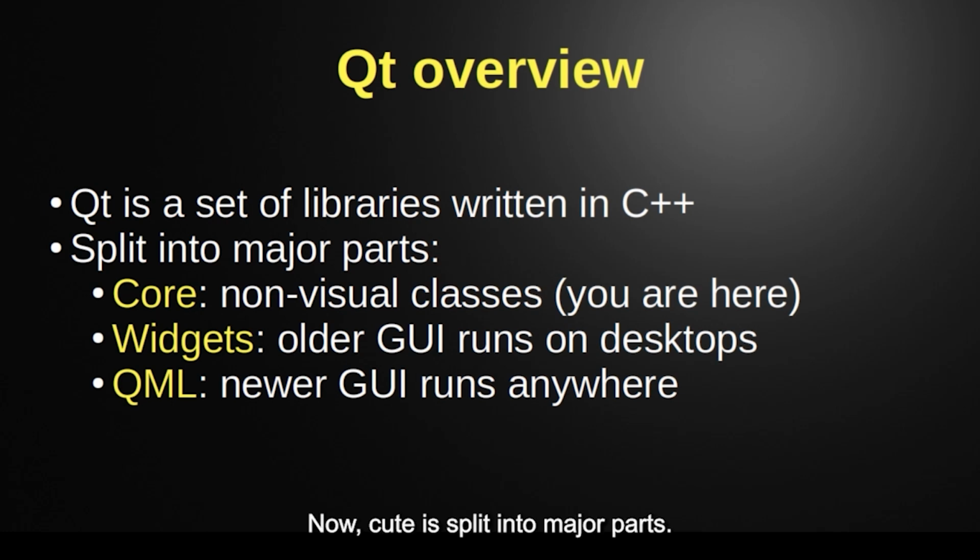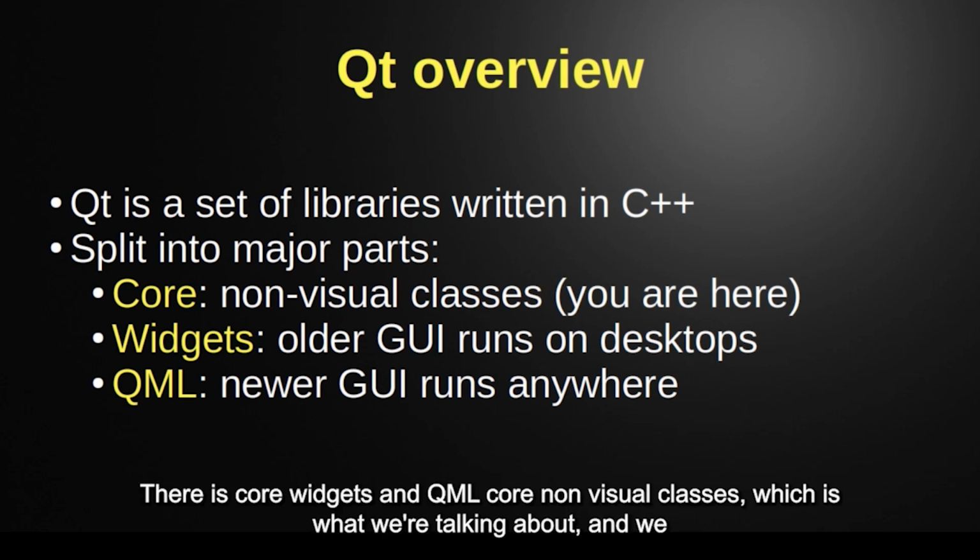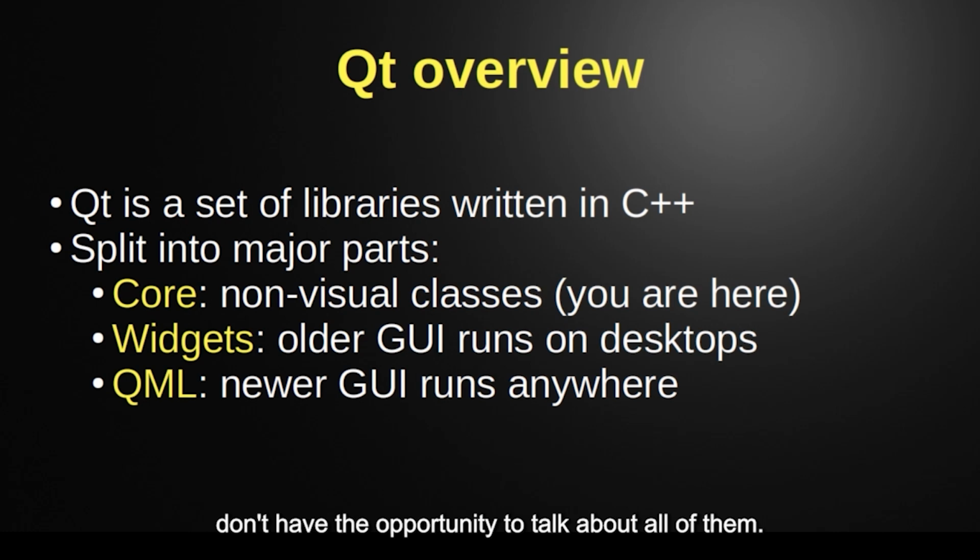Now, Qt is split into major parts. There is Core, Widgets, and QML. Core is the non-visual classes, which is what we're talking about, and we don't have the opportunity to talk about all of them. Core is so big, I've had to split that up into multiple courses. So we're talking about Core for beginners.